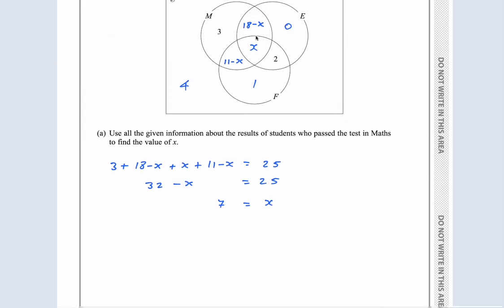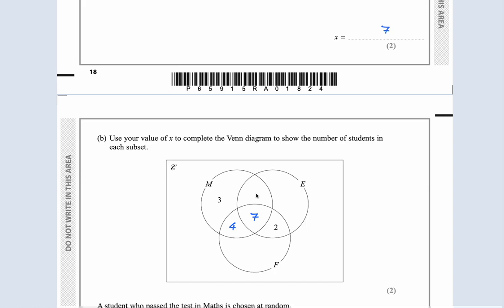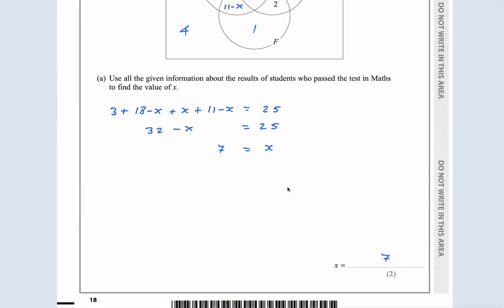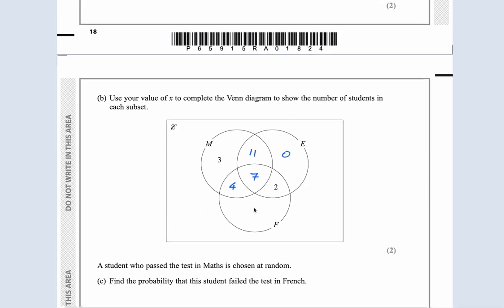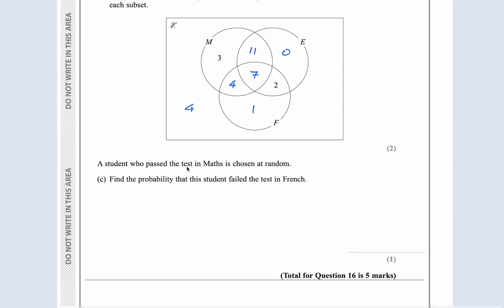This one was 18 minus x, so 18 minus 7 is 11. This one we already had was 0, and this one we already had was 1, and this one is 4 here. Okay, a student who passed the test in maths is chosen at random. Find the probability that this student failed the test in French.